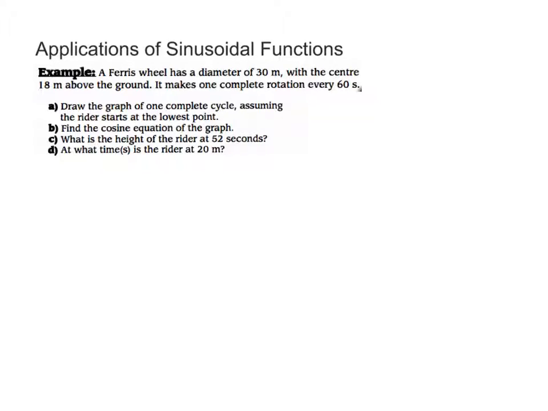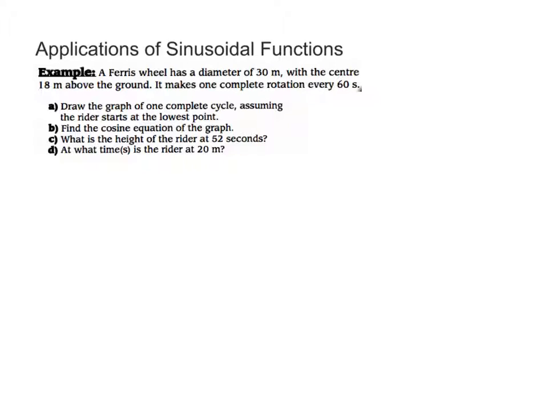Some of the other types of applications you could have, if you think of anything that kind of cycles through and does the same thing over and over again. So we talk about weather as an application because every year, this time of year, it gets cold, and then it gets colder, and then it gets warmer, and warmer, and then colder again, and it's a cycle. And you'll see there are some other ones as well that we'll do. But this one's about a Ferris wheel.